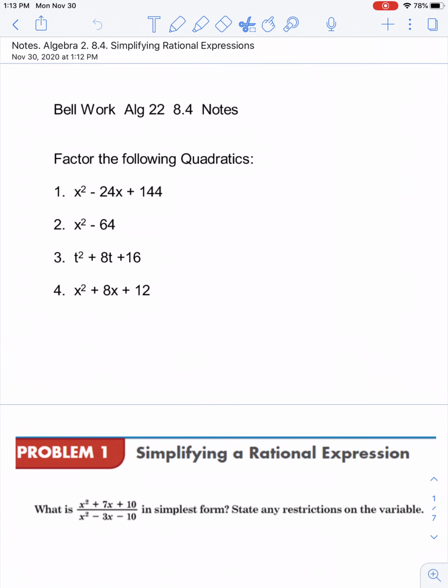All right, good morning, class. Today what we're going to do is look at rational expressions. But we're going to start out with a real quick factoring the following quadratics in the Bell work. And factoring is always something that you're doing, but you do use that in rational expressions.